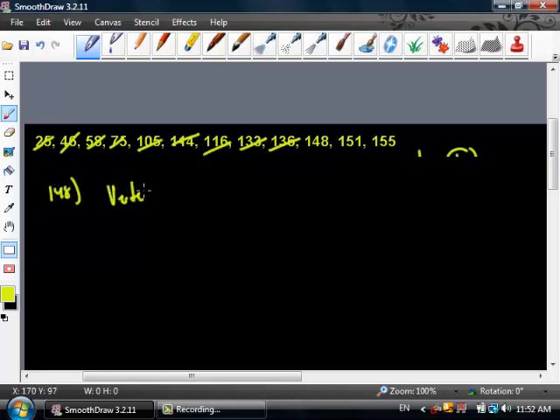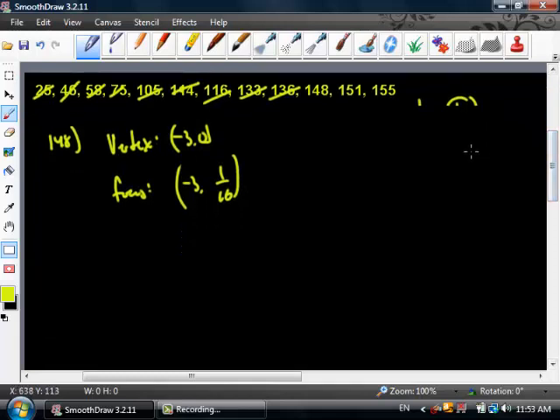Okay, vertex negative 3, comma 0. And then focus is negative 3, comma 1/16. Okay, so now what you do is, Tim Westwood, what do you do? Right. Draw a picture of it. So your vertex is at negative 3, 0. And your focus is at negative 3, comma 1/16. Is that above 0 or is that below 0? It's above it, right? It's bigger.